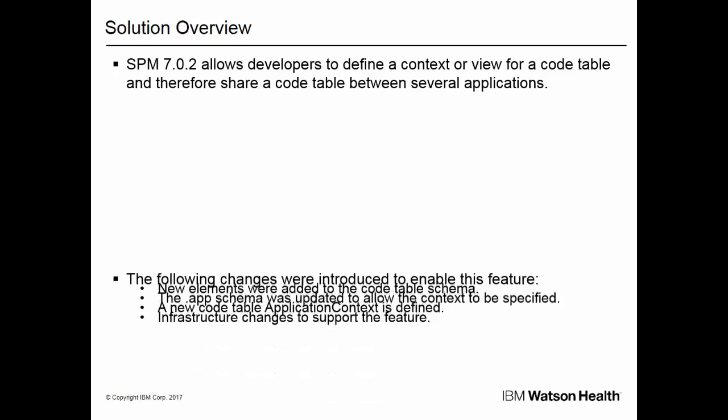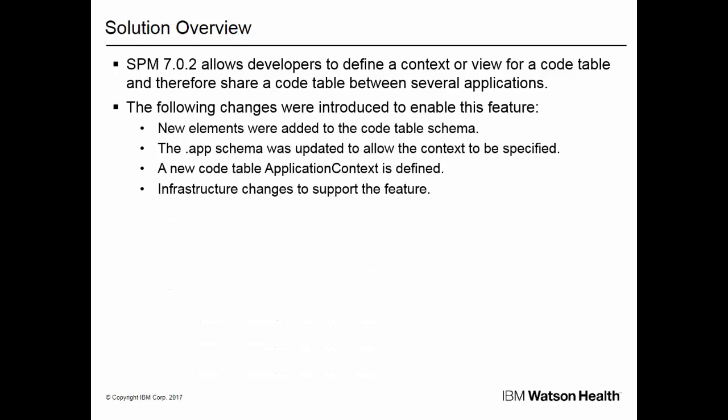SPM version 7.02 enables the developer to define a context or view for a code table and apply it to the table. Once the existing code table has the context applied, it displays only the code table items that are relevant to or defined by that context. The following changes were introduced. New elements were added to the code table schema. The app schema was updated to allow the context to be specified. A new code table, called Application Context, is defined, and infrastructure changes to support the feature.